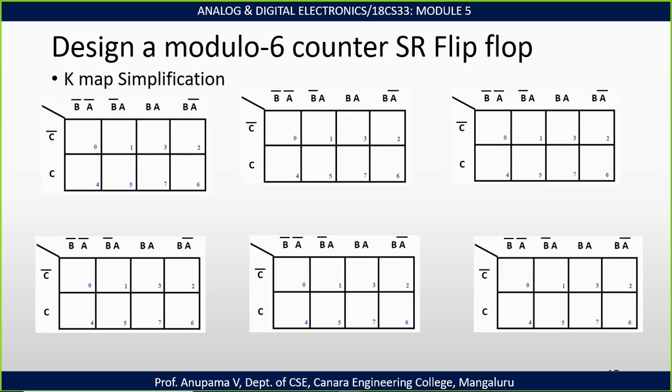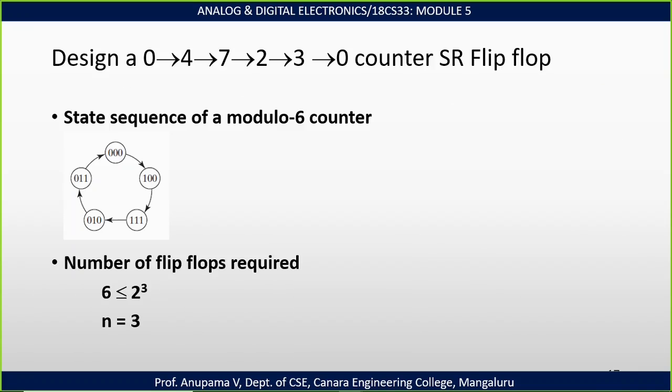So we'll design a counter with a given sequence. Here you are not asked to design modulus 6 or mod 5 or mod 7 counter. You are given with the sequence. Sequence is given in the question. So what is the sequence given? 0 4 7 2 3 0.